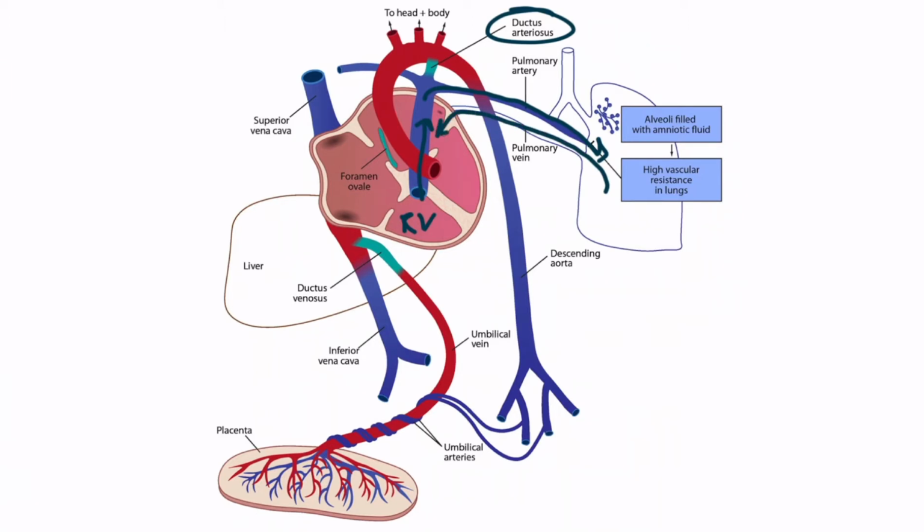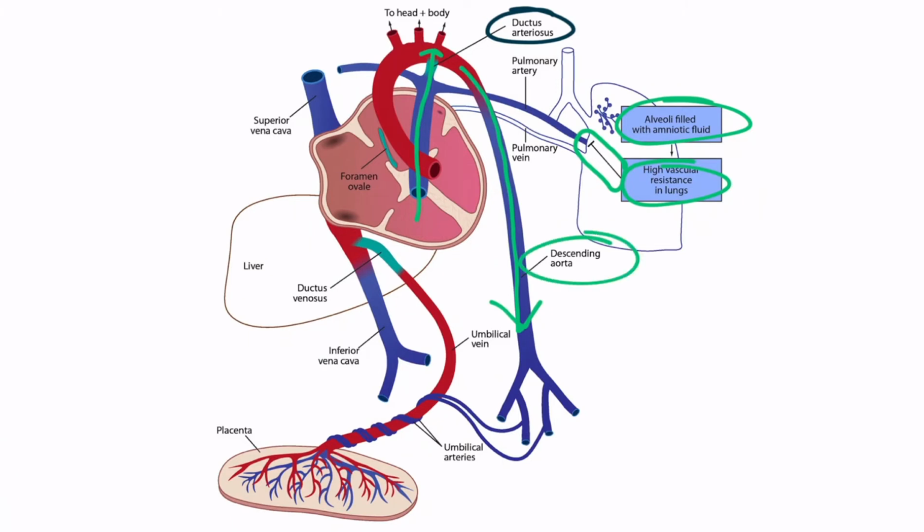But this isn't what happens in fetal circulation, because in fetal circulation, the alveoli are filled with amniotic fluid, and air is not coming in. This means that there's high vascular resistance within the lungs, and this vascular resistance will inhibit the flow of blood from the pulmonary arteries, as indicated by that inhibition line. Anyways, with all this vascular resistance, fetal blood will be shunted through the ductus arteriosus instead, and that blood will flow down the descending aorta.